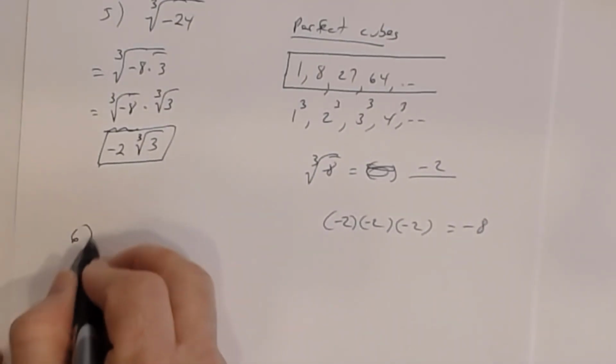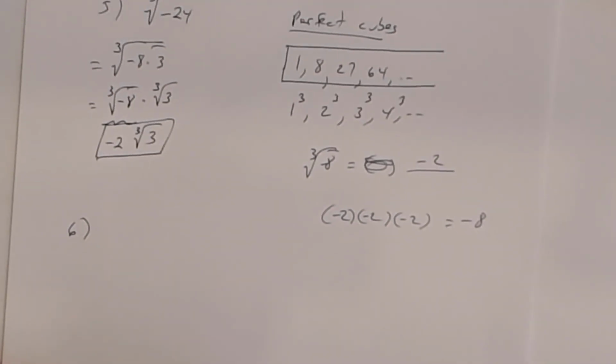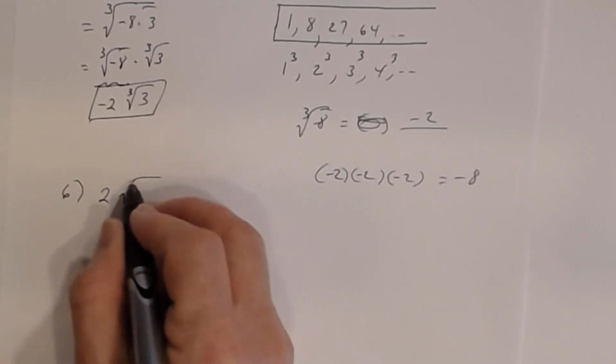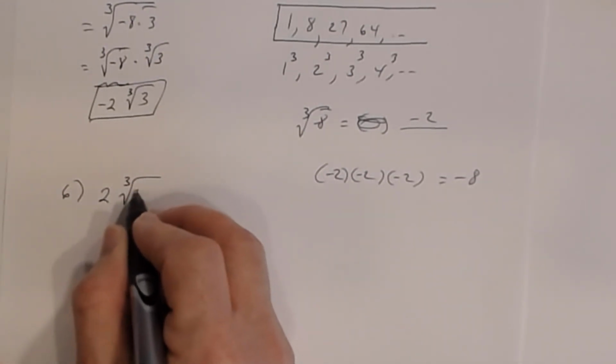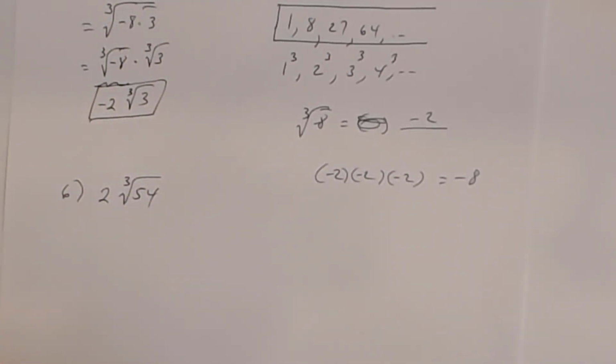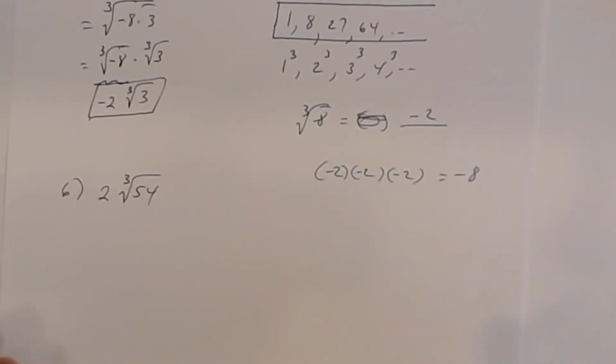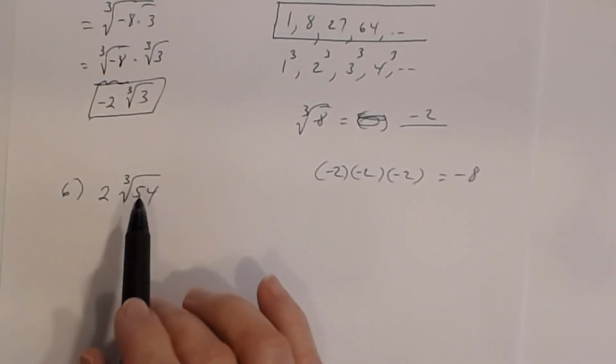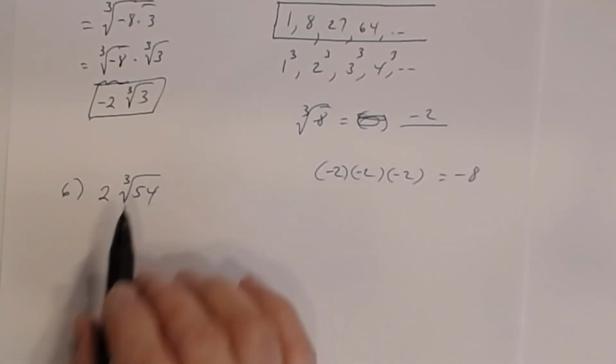Let's look at number 6. We have 2 times the cube root of 54. So we have 54 again. We dealt with it earlier, but that's fine, let's just do it again. Oh no, but before it was square root. This is cube root. Okay, so cube root this time.